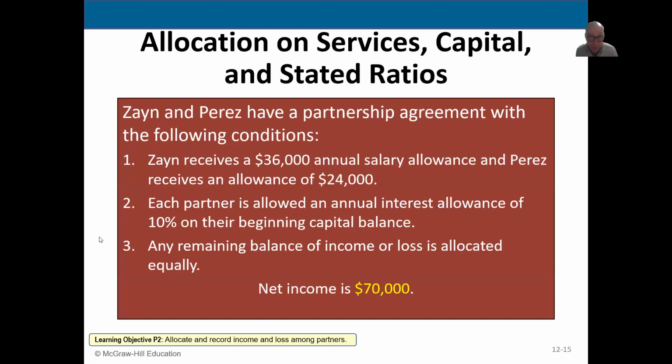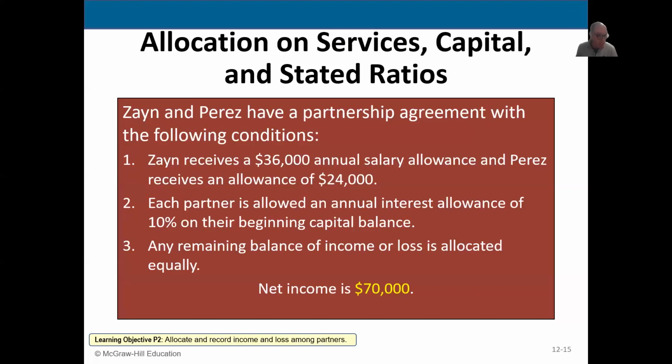Kayla receives a $36,000 annual salary allowance, and Hector receives a $24,000 salary allowance. Each partner is allowed an annual interest of 10% on their capital balances. Any remaining income or loss is shared equally.